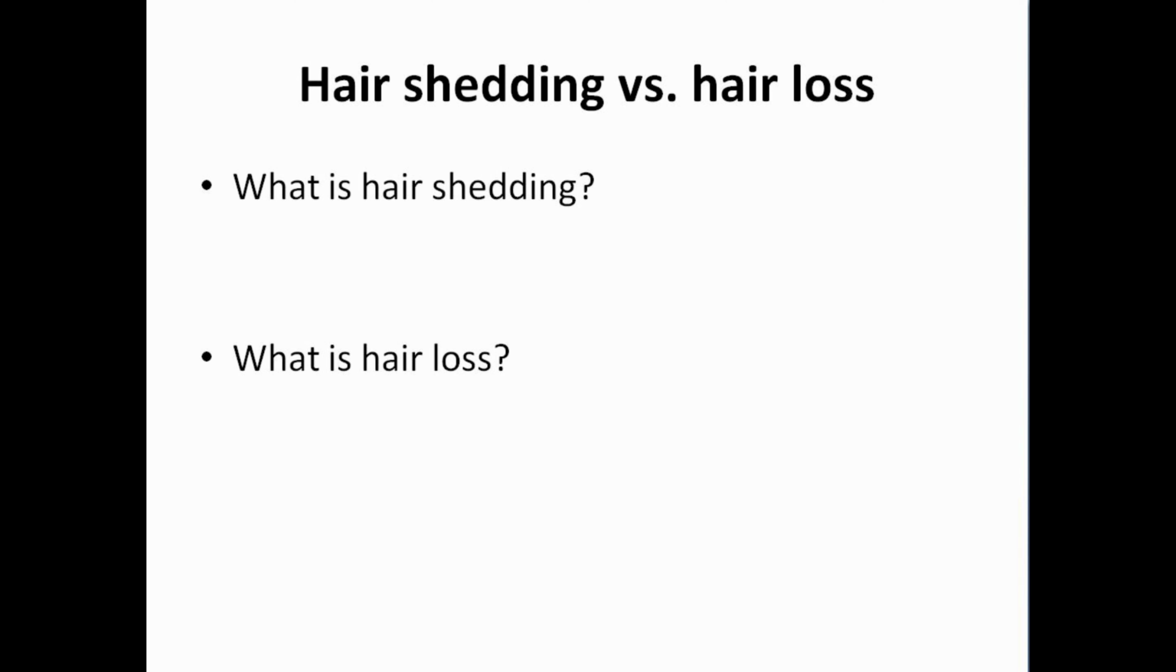Hair shedding versus hair loss. What is hair shedding? In a normal healthy adult, about 50 hairs are lost due to hair shedding. Hair shedding is a natural process and is replaced by new hair. Some examples of hair shedding are hair on the combs after combing your hair, hairs on your pillows after sleeping, hairs in the shower after washing with shampoo.